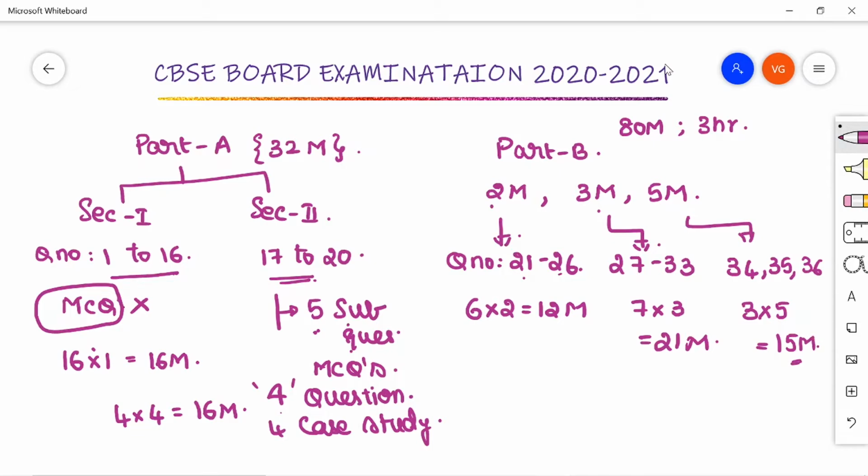Again you will be given an internal choice here: 2 questions in 2 markers, 2 questions in 3 markers and 1 question in 5 mark. Coming to part B, 12 plus 21 plus 15, totally 48 marks. So 48 plus 32, you will have 80 marks in total. Students who are attending the standard math paper for the CBSE 2021 board examination, this is the clear paper pattern explanation.